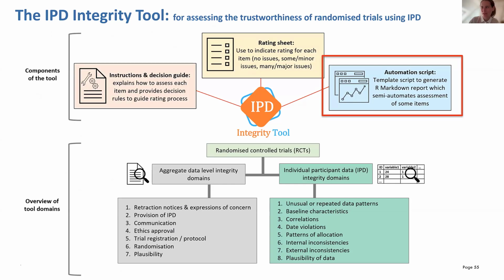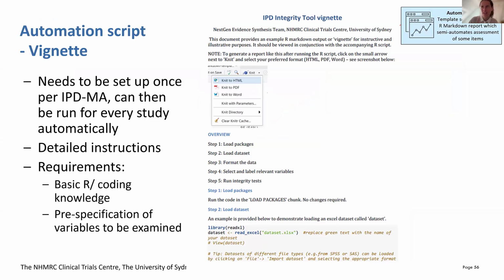Yes, I will now walk you through some of our automation scripts. You may have asked yourself, wow, that all looks great, but that must be a lot of work. So you'll be happy to hear there is a semi-automated script that does a lot of the work for you. Now, how does it work? This is in an R Markdown, which has quite detailed instructions on what to do. And if you're doing an IPD meta-analysis, it only needs to be set up once, and then it can be run for every study automatically.